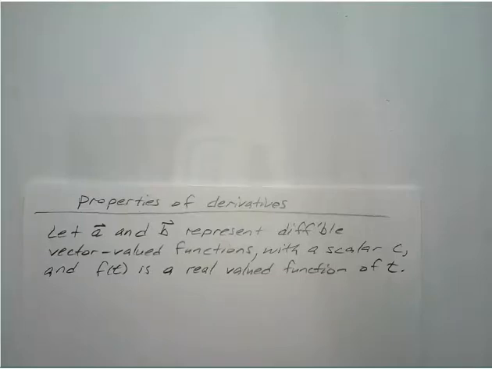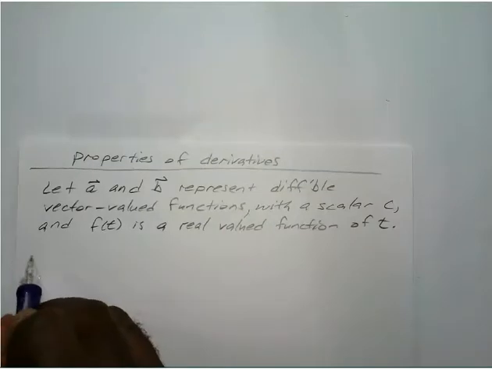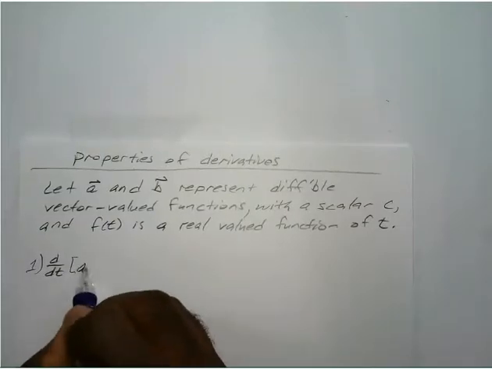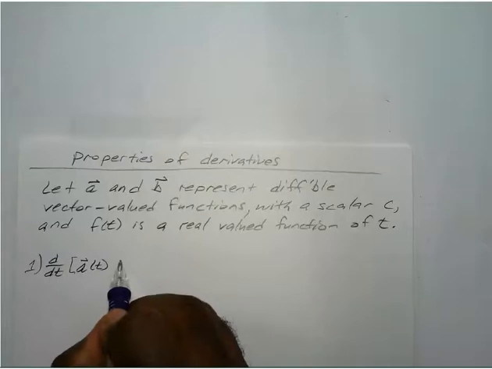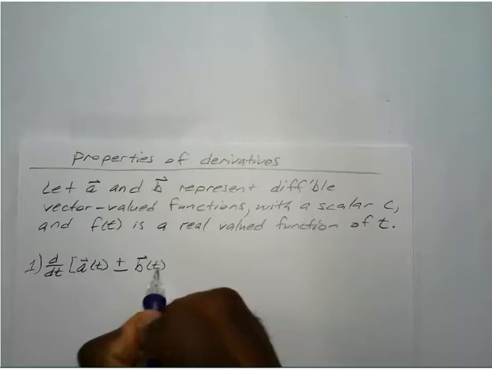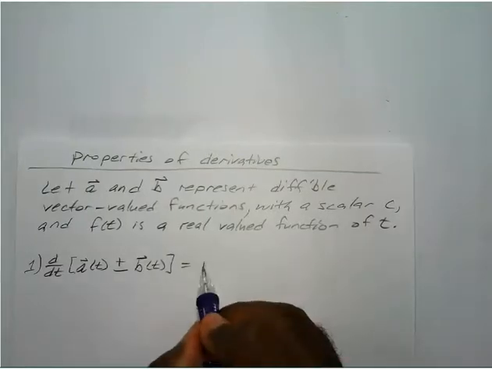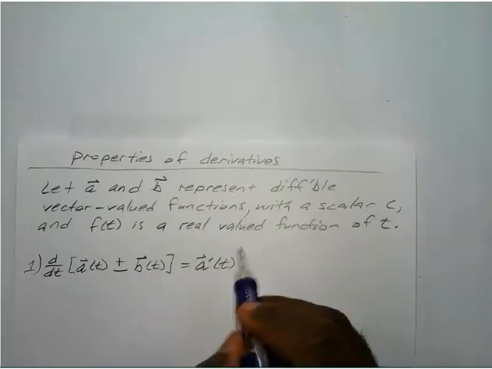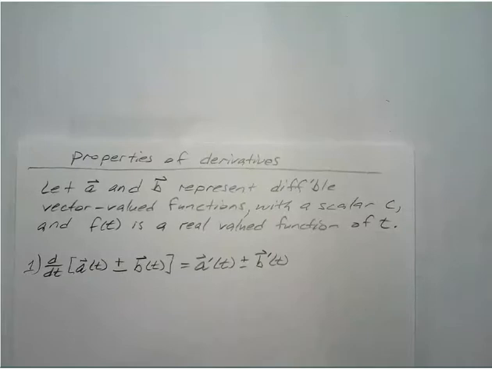All right. So we're going to go ahead and go to our first property, which is pretty close to the regular definition of the derivative that we're used to. So if you have the derivative with respect to t of a vector of t, and this works for either plus or minus, b vector of t, that's of course a prime of t plus or minus b prime of t. Okay, so just like the real value derivatives.